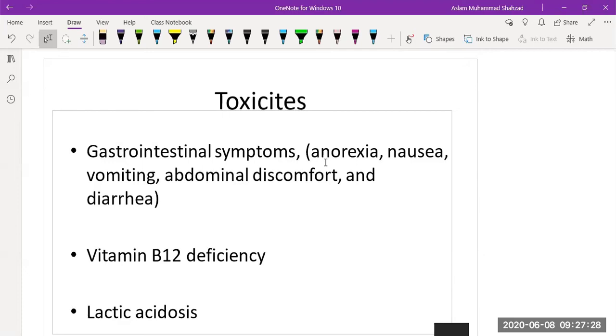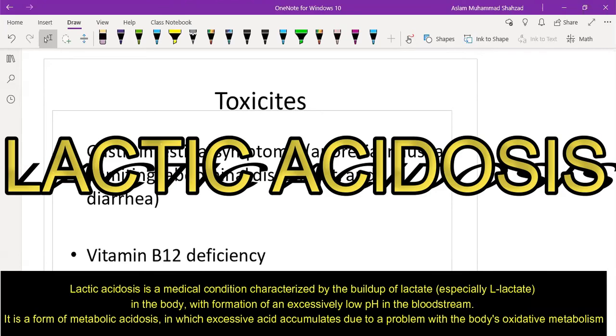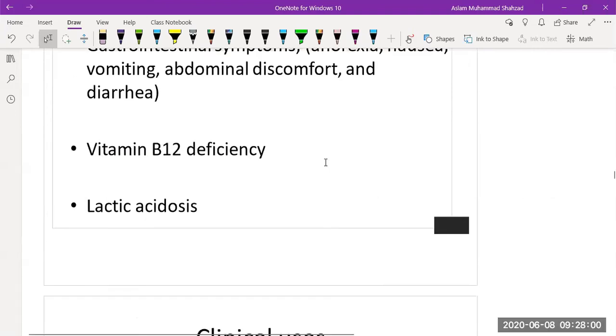Other toxicity includes vitamin B12 deficiency. That's why patients taking these drugs also take vitamin B12, because the deficiency of vitamin B12 is common, especially with metformin. If the vitamin B12 deficiency increases, it leads to neurological disorders, and neuropathic pains will be increased. And then lactic acidosis, which I already mentioned in one of the articles; especially fenformin is responsible for lactic acidosis.